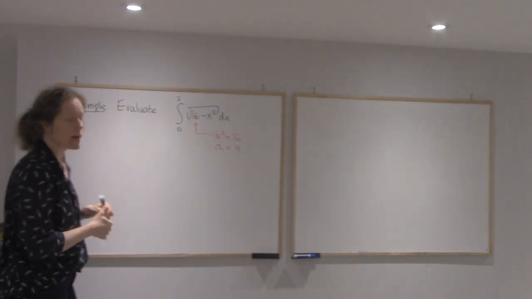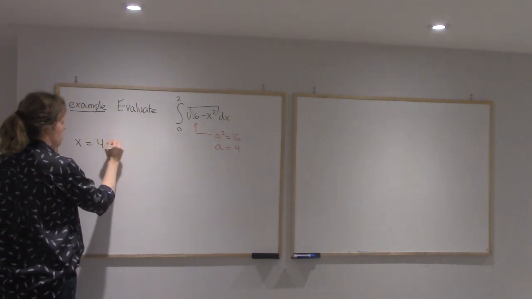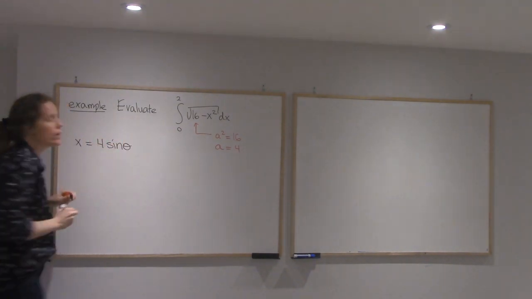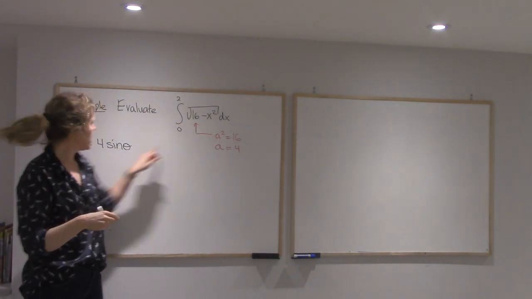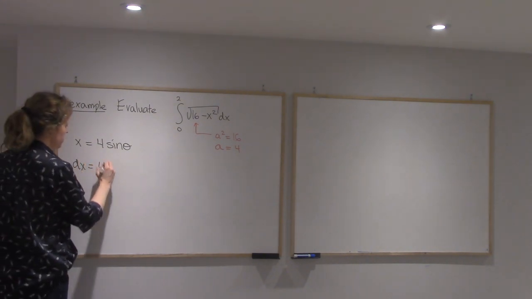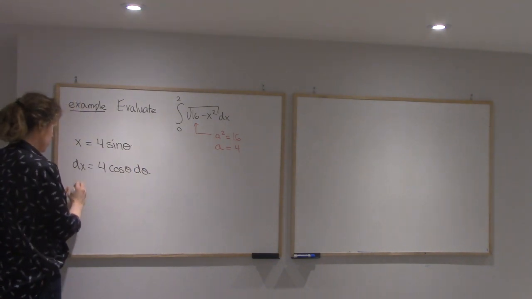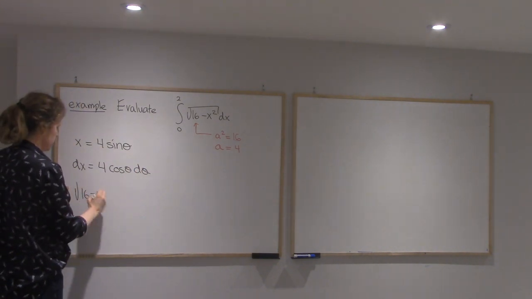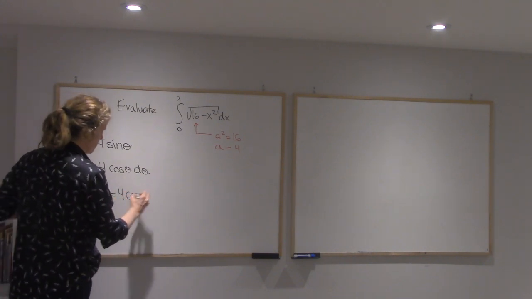And so from the trig, we know that because we have the square root of a squared minus x squared, I'm going to use x equals 4 sine theta. dx will be 4 cos theta d theta. And I know that the square root of 16 minus x squared will be 4 cos theta.